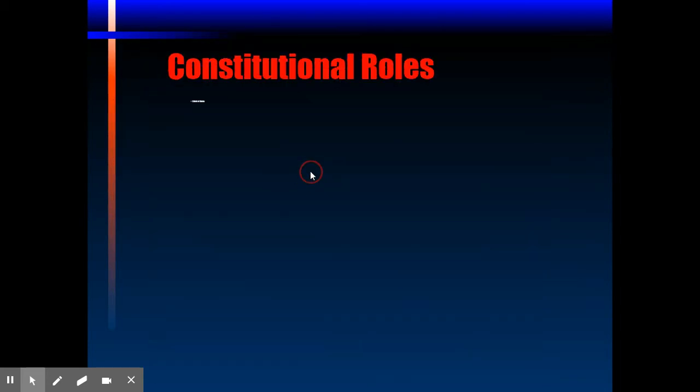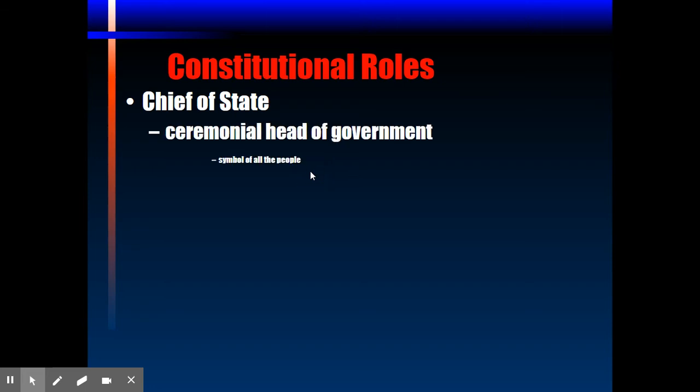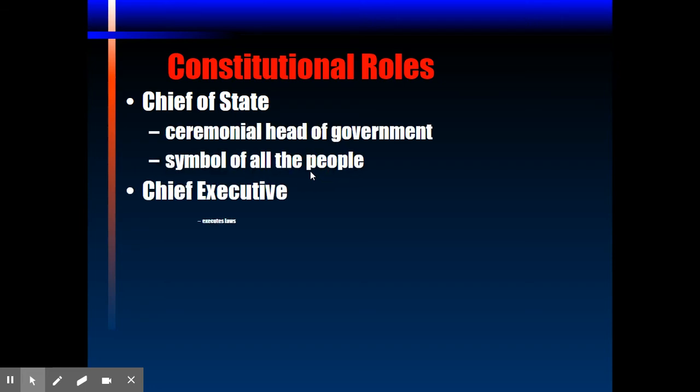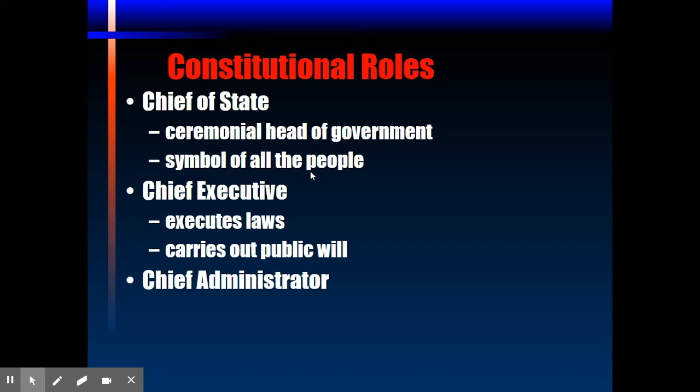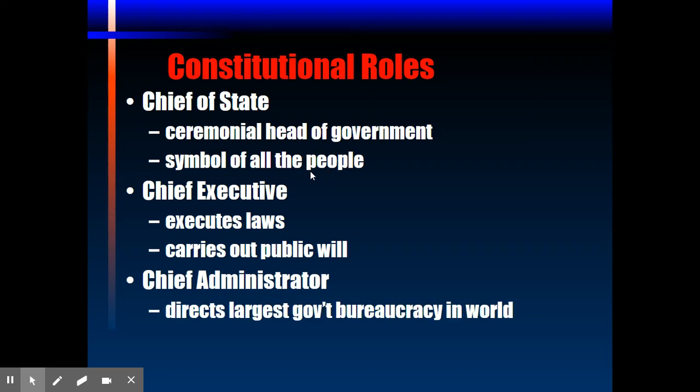So let's see. Moving on here. Constitutional roles of the president. That's where we're going to start today. So these are roles, and you may see them sort of named differently other places, and that's okay. They still line up with what those roles are. The first one we're going to talk about is the chief of state. So this is the ceremonial head of the government.